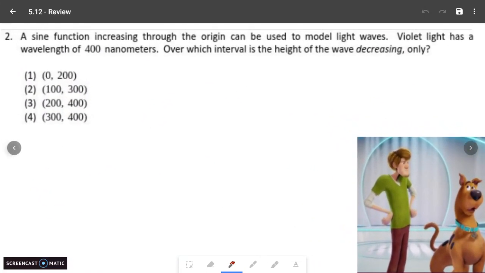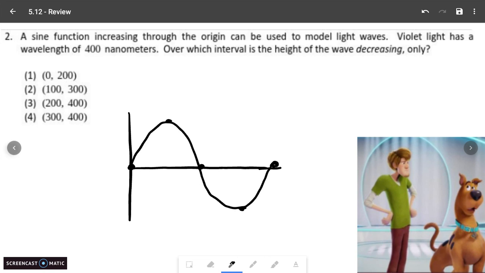Now in the next one here, we have a sine function increasing through the origin can be used to model light waves. Violet light has a wavelength of 400 nanometers. Over which interval is the height of the wave decreasing only? So I want you to just sketch an idea of what the sine curve should look like. So that's my midline that I just drew. So since it's sine, remember, we start on the value, then we go up, then we go down, keep going down, and back up. So basically, we're going to have an S shape, right?